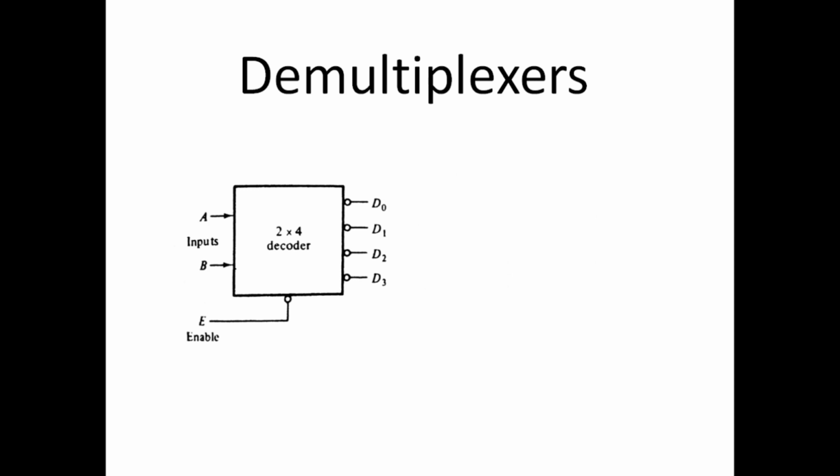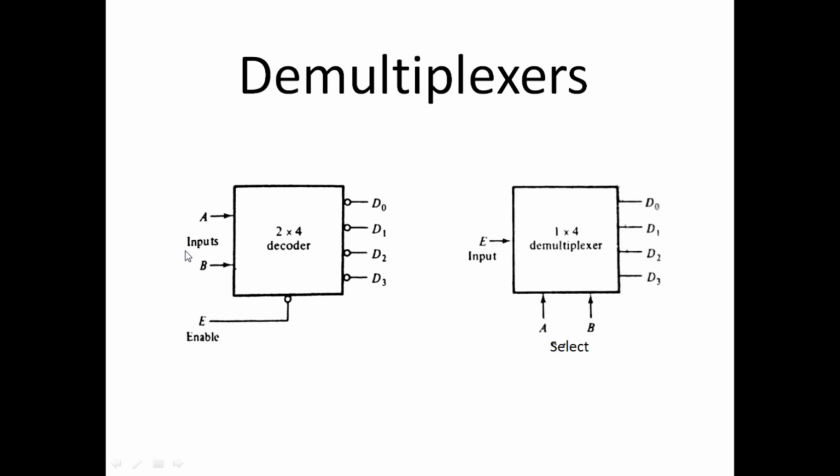We can make a demultiplexer from this 2 to 4 line decoder. What we need to do is to swap these two inputs with the enable. Just bring this enable here and bring these two inputs here, and we call these two inputs select, and we call this enable input. So what we do here, this is a 2 to 4 line decoder, but this enable is brought here, and this enable is now called input, and these two inputs are brought here and they are called select.